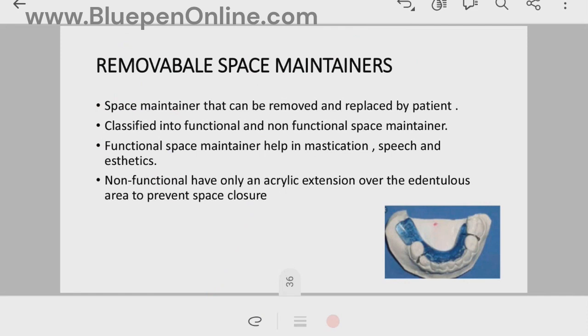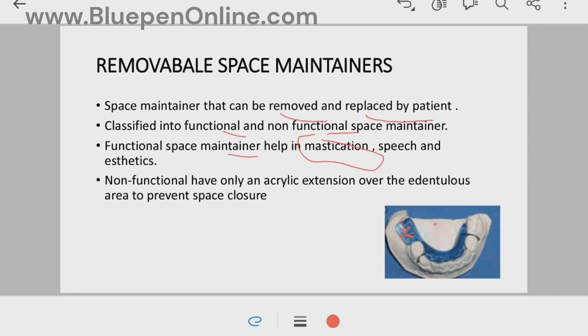By the term, you know what removable space maintainers are. Do you know what an RPD is? That's a removable partial denture. So what is a removable space maintainer? You can remove it like what we do in an RPD. They can be removed and placed by the patient himself or herself. They can be functional and non-functional. Functional ones help in mastication, speech, and aesthetics. Non-functional ones have only the acrylic extension over the edentulous area.